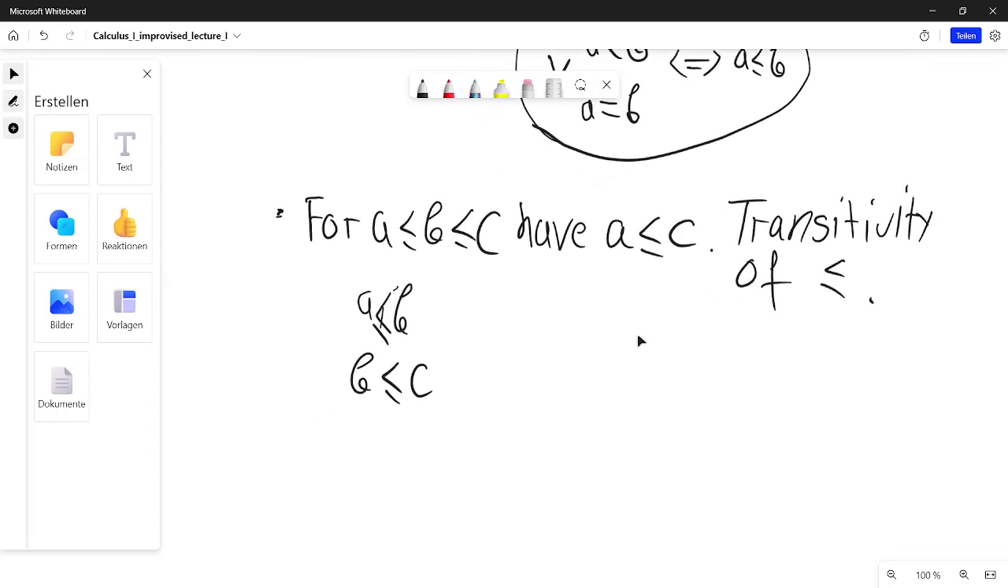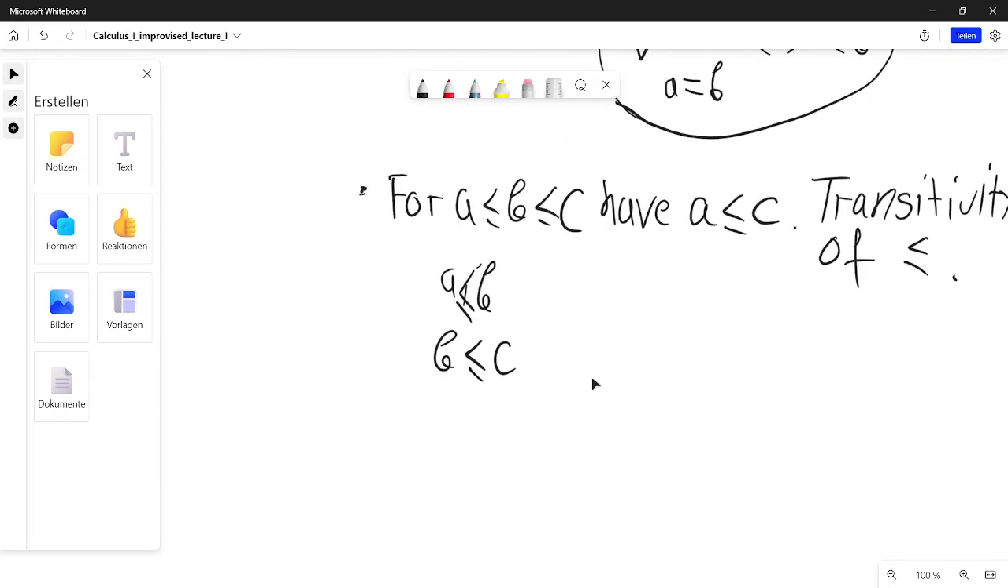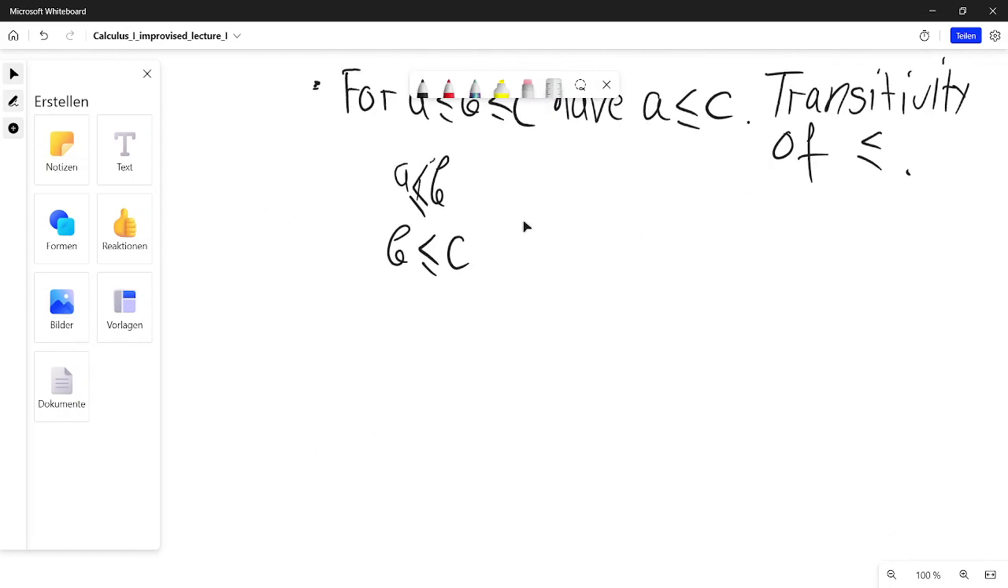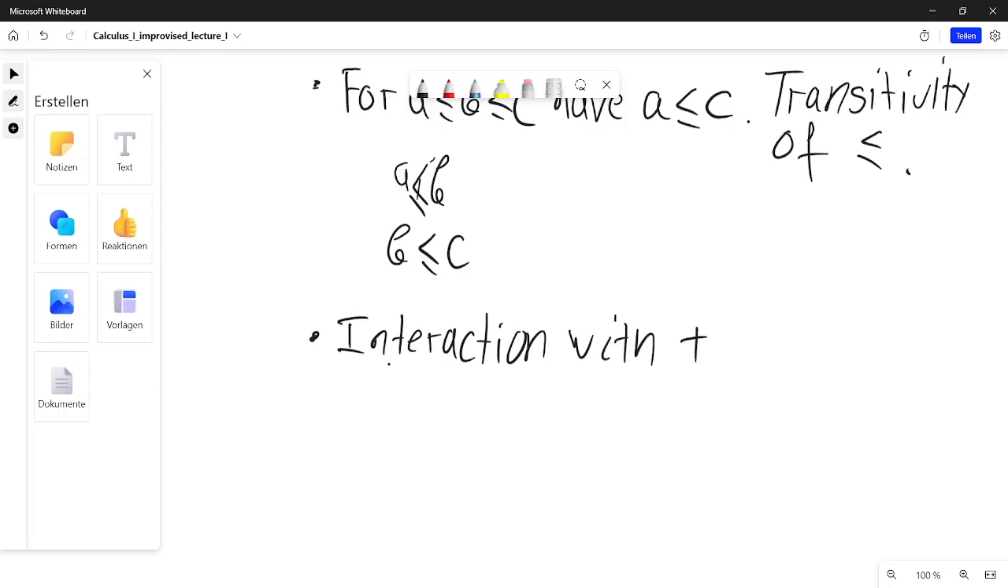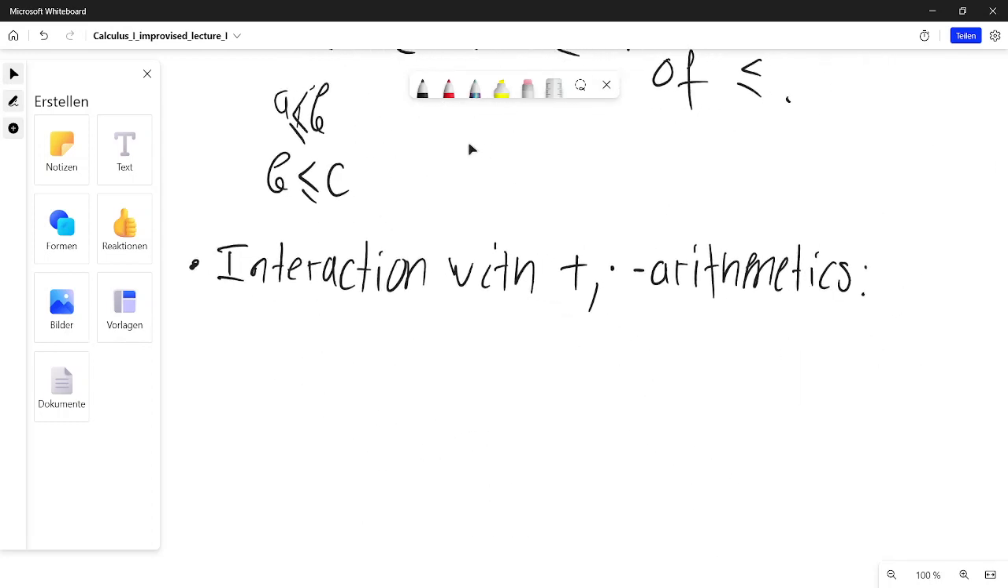Transitivity, and what else do we have? Some kind of interaction with plus and multiplied arithmetics, and by that we mean the properties of plus and multiplied that we defined. And that interaction is another property in the definition, and this goes as follows.